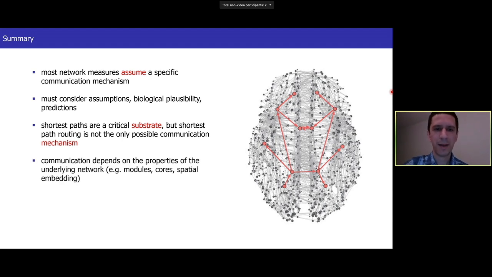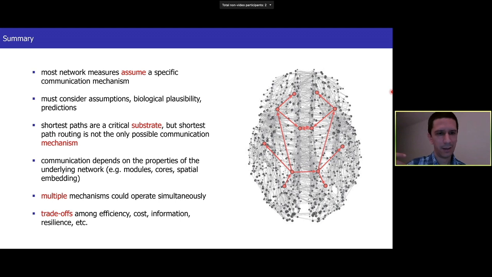That communication depends on the properties of the underlying network. It is not enough to just consider the communication mechanism, but really to think about what kind of network it's actually going to be used on. And whether we are talking about modules or cores or spatial embedding, all of these properties are going to influence how well a communication mechanism works. And finally, I did not talk about this in great detail, but there could be multiple mechanisms that are operating simultaneously and are multiplexed in some fashion, which is something that we typically do not consider.